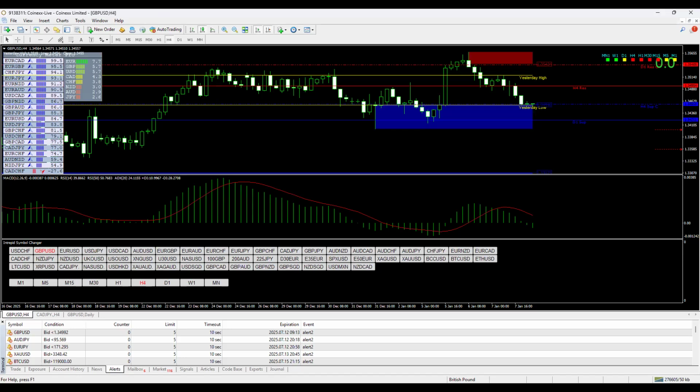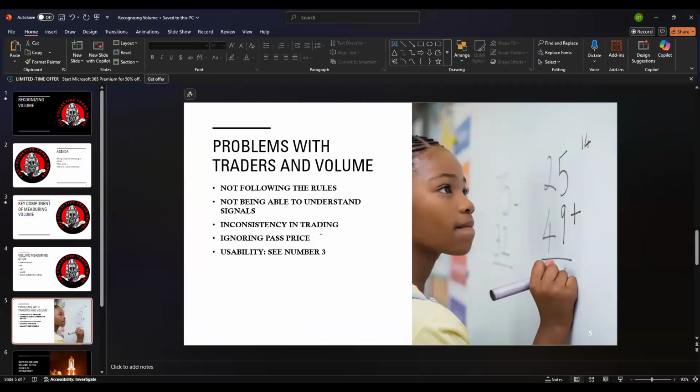So, one of the things is, hold on, let me go back to this. Problems with traders and volume. Look right here. Not following the rules.